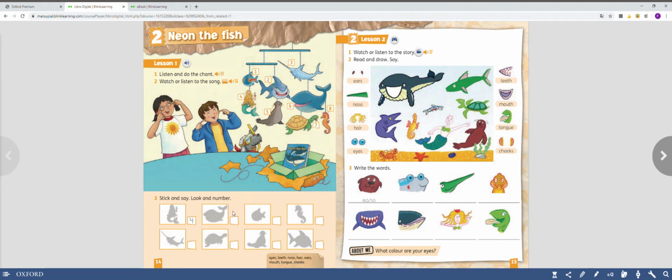So, open your class book on page number 14. La página número 14, el class book. And we are going to start with a song, which is activity number 1. Listen and do the chant. We're going to listen to a song and then identify different parts of our body. So let's listen.